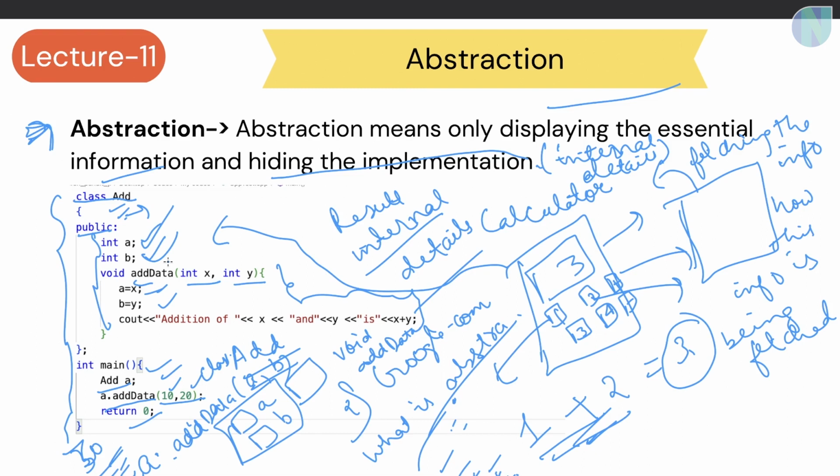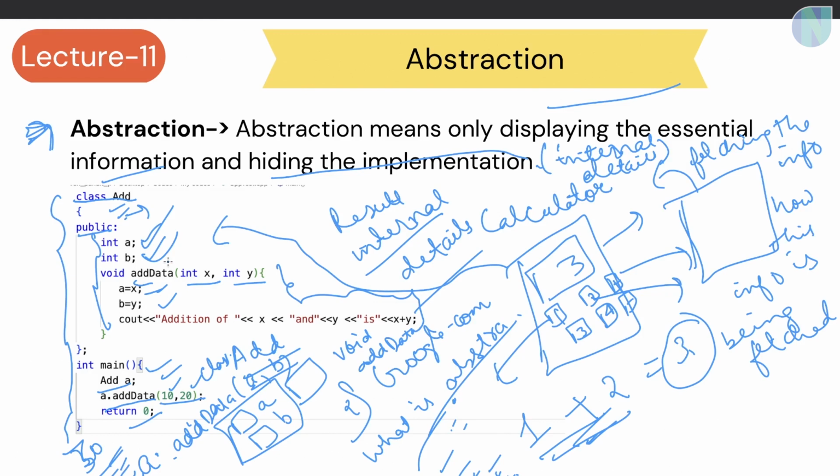So in simpler terms, what abstraction does is, we get to know the essential information, like 10 plus 20 is 30, that we get to know, but the internal details, how 10 plus 20 is being 30, we don't get to know. So basically this is abstraction.